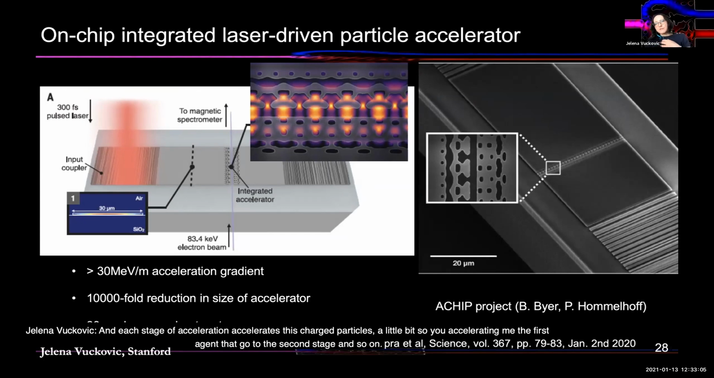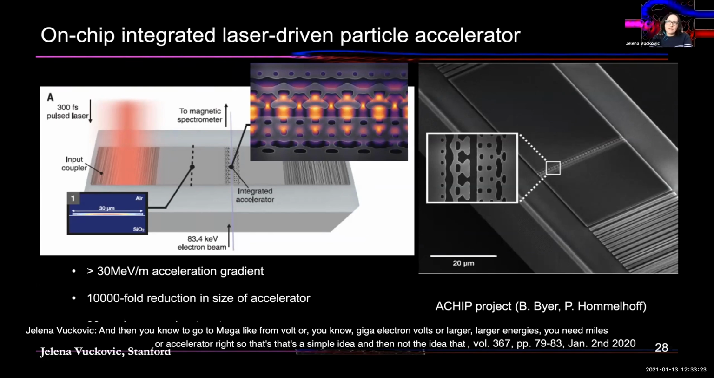And each stage of acceleration accelerates these charged particles a little bit. So you accelerate them in the first stage and then go to the second stage and so on. And then, to go to mega electron volt or giga electron volt or larger energies, you need miles of accelerator, right? So that's a simple idea.